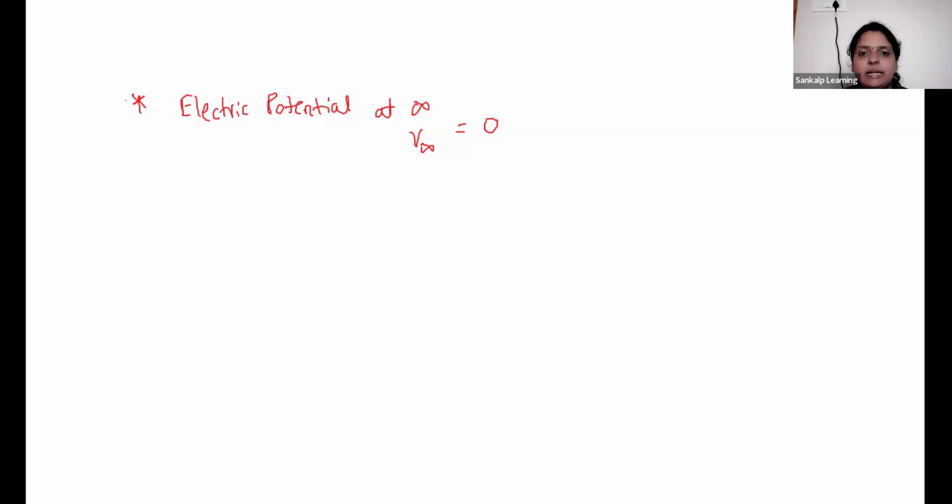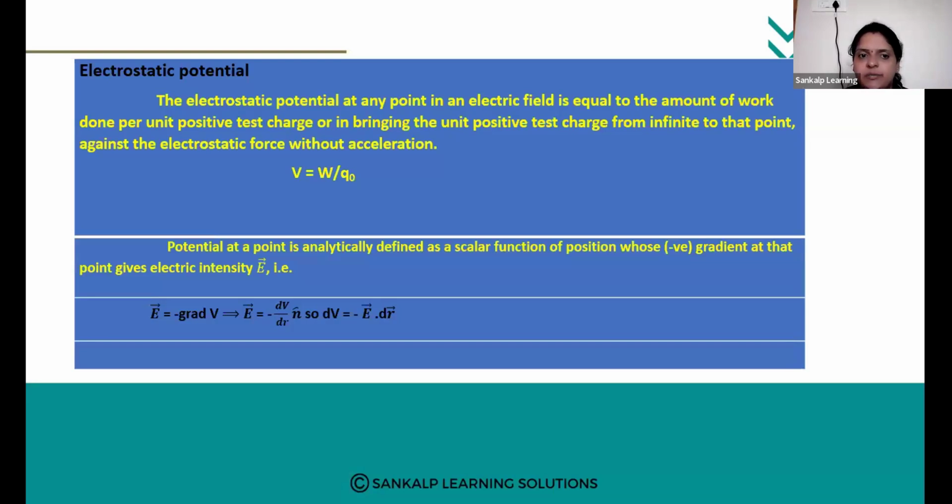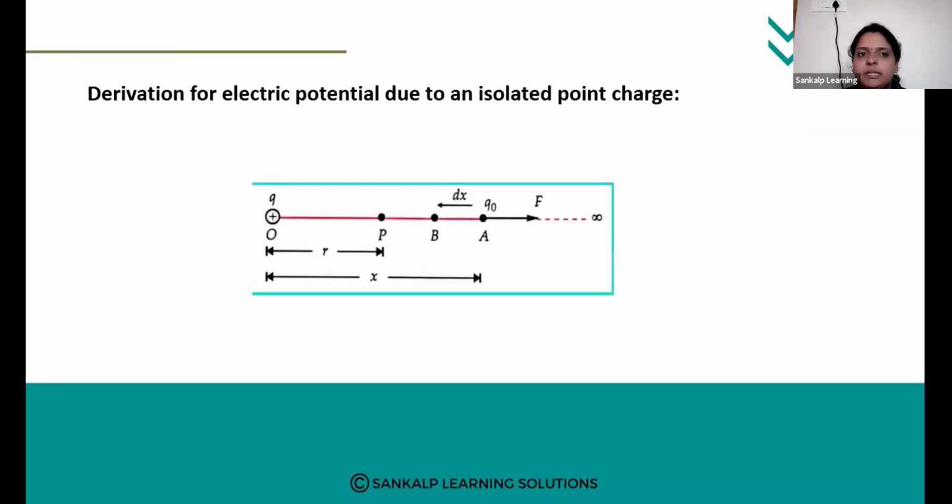Okay, so the first derivation of the lesson. Already we have studied potential difference and come across the electrostatic potential definition. See the first derivation, that is the derivation for the electric potential due to an isolated point charge. Why do we say an isolated point charge? Because there is no external force acting on that particular charge. In that condition we call it an isolated point charge. Wherever the word isolated comes, there is no external force acting on that body, so that is called an isolated system.